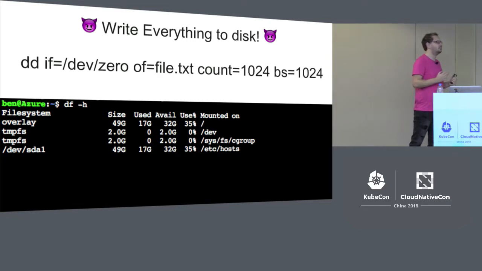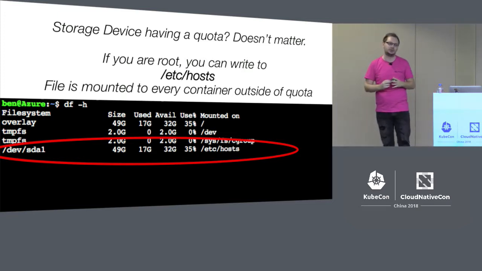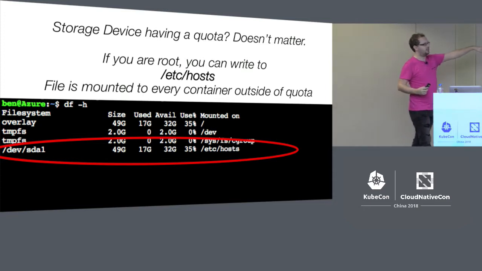And this gets even more dangerous because we can add quotas, like device mapper and XFS can limit and have a quota about how much disk space you're allowed to use. But we can bypass all of that if we're using root and we have /etc/hosts. Because of how this is mapped into the system, it's actually mapped outside of the quota, outside of the overlay storage. And so we can just write to that and it will fill up the disk and bypass everything else.